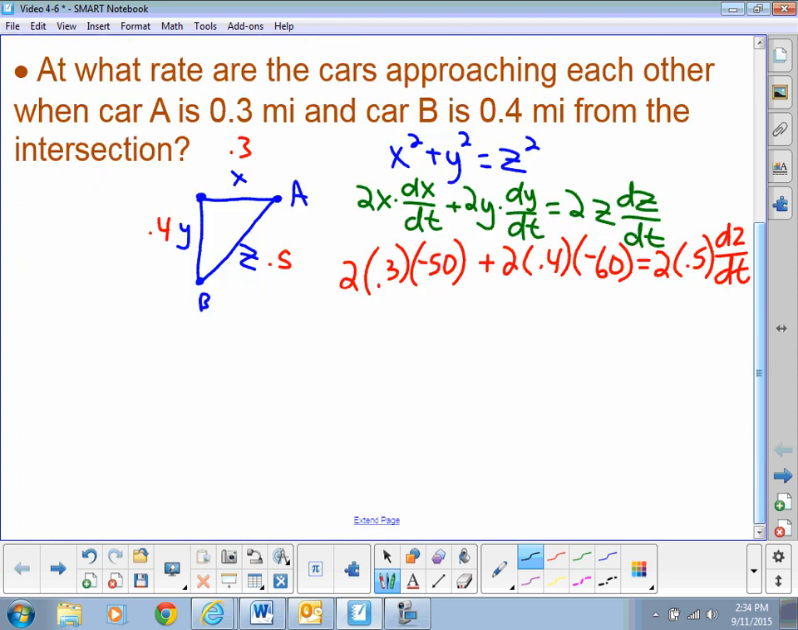So all we have to do now is some simplifying. This will give us negative 30. This will give us negative 48. And 2 times 0.5 is just 1, so we'll have just dz/dt left over. So we're going to have negative 78 miles per hour for dz/dt.